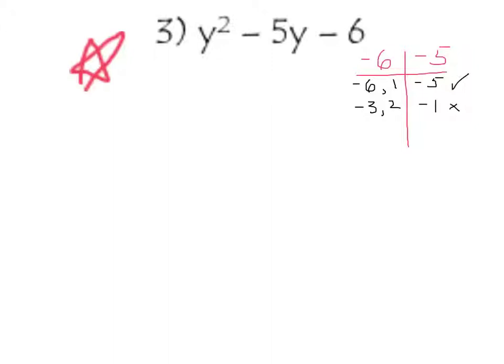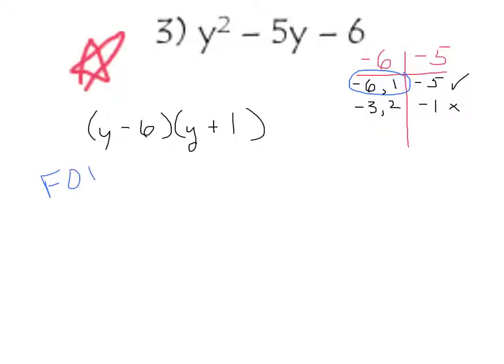So we've identified that -6 and 1 will work. Now all we have to do is write two sets of parentheses, and our variable goes first, and then we write the numbers, -6 plus 1, and that's our answer. That's factored. So you can check it out using reverse FOIL.